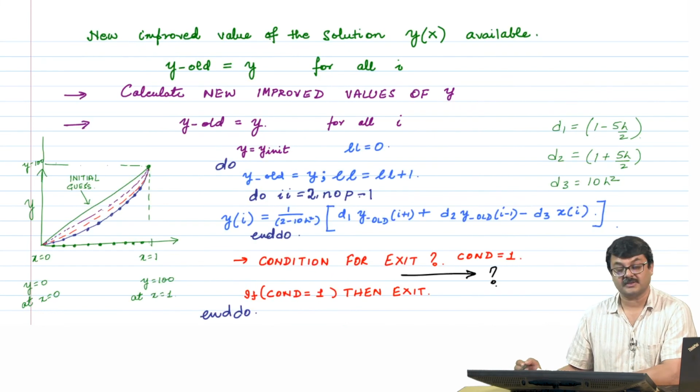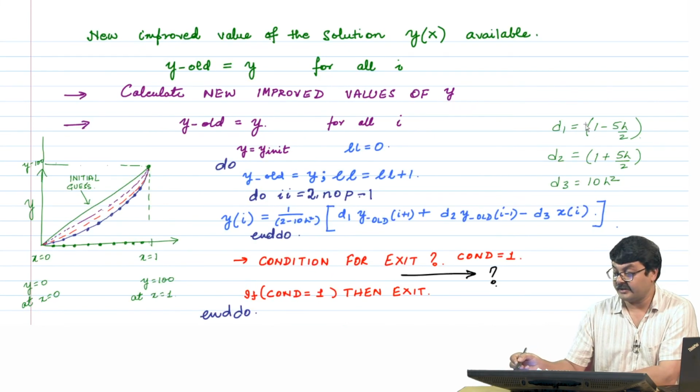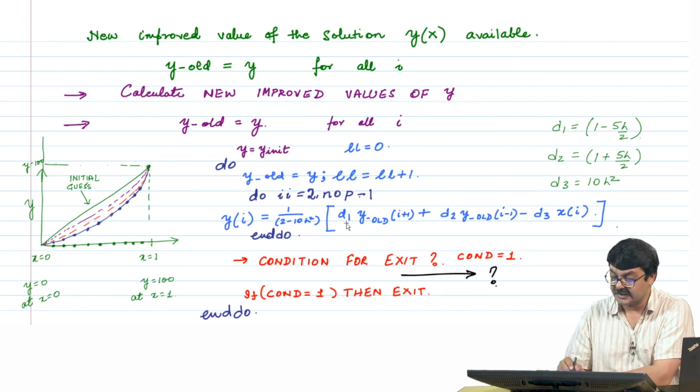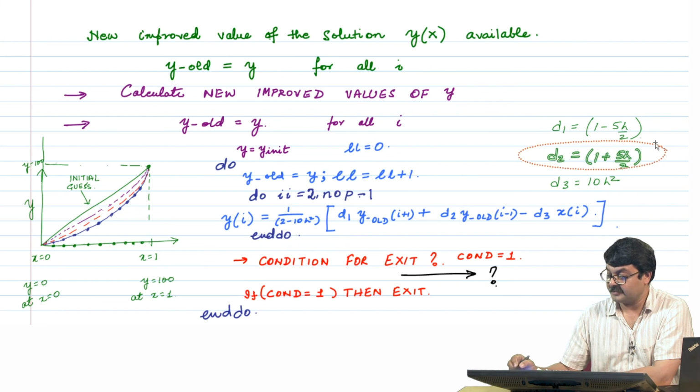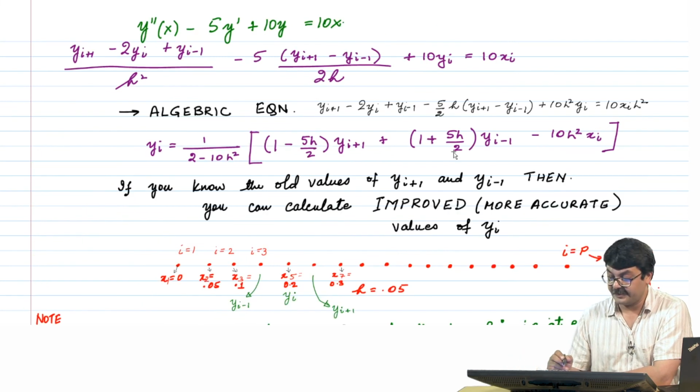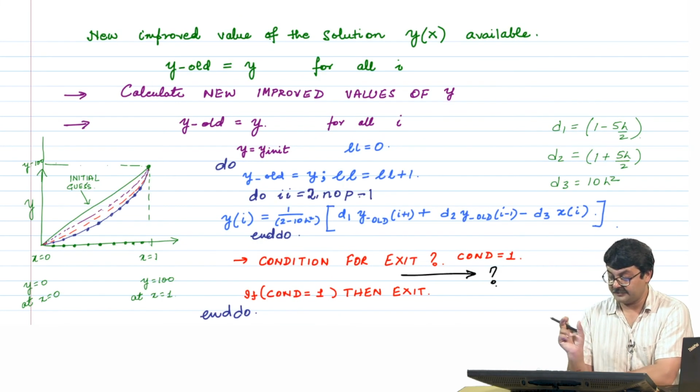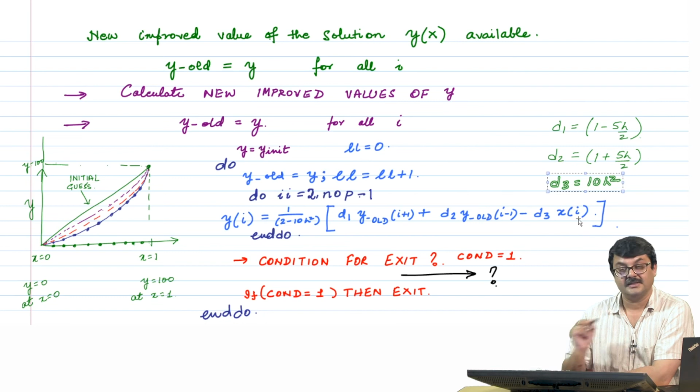You do not need to calculate this quantity every time, hence you can calculate d1, some dummy variable, right at the beginning of the code, so that you save computational resources. So, d1 into y old, the older value that was saved, at I plus 1. Then d2 is nothing but 1 plus 5h by 2, the same as the expression here. H, of course, is the difference between grid points, dx. So, d2 into y old, the older value of y at I minus 1, minus d3 being this into xi, right.